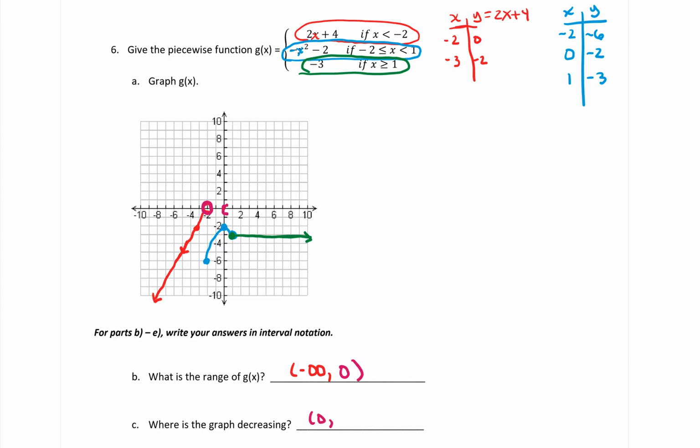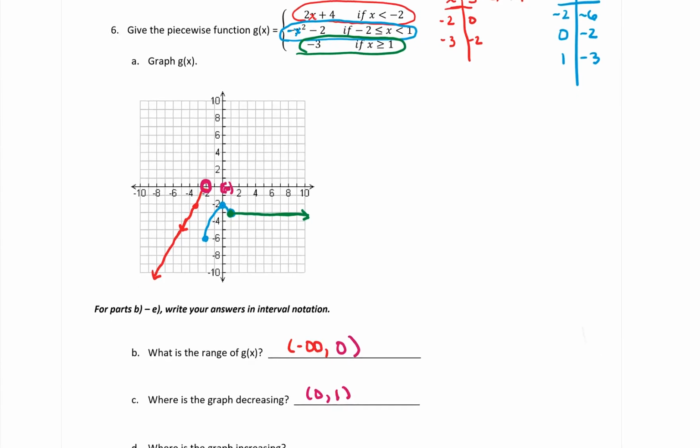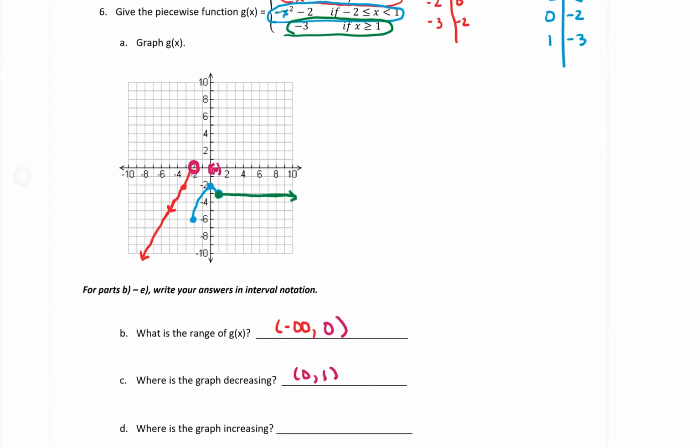And then it stops at 1. Going left to right, where is the graph increasing? And so looking at the x values, I'm coming in my x values from -infinity, and then I'm stopping when x is -2, parentheses. Union, it's starting here again at -2, it's going up, and stopping at 0.